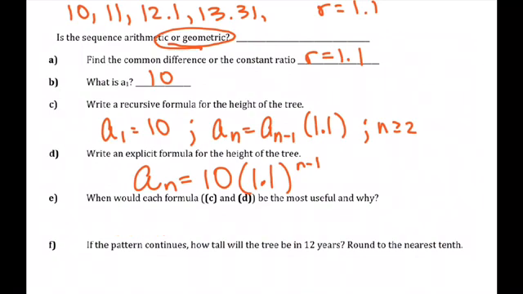Okay, if the pattern continues, how tall will the tree be in 12 years? Round to the nearest 10th. So you're going to find a sub 12 using your formula. So again, which formula are you going to use? So find that, and it's going to be how many feet rounded to the nearest 10th. So round to the nearest 10th, are you guys getting 28.5? Yeah. Okay, so about 28.5 feet. All right, let's go to the next one.